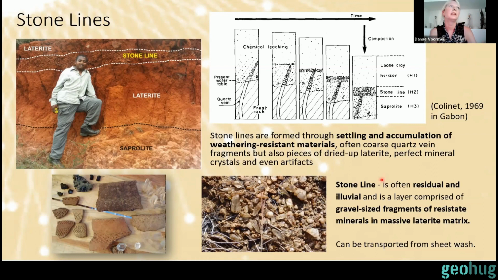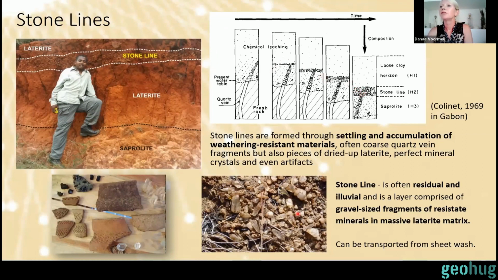If you're in an environment that's conducive to sheet wash and your surface topsoil's washed away and you just have laterite at surface, and you have sheet wash of quartz vein fragments washing across the landscape, those end up settling and also form a stone layer. But in general, stone layers are thought to be residual and be formed as the result of quartz veins breaking down, and those parts being resistant, they end up forming a stone line.